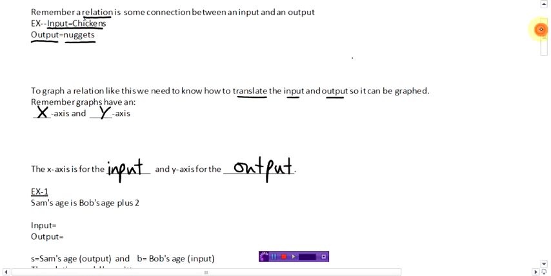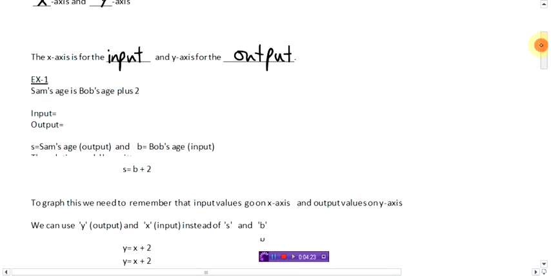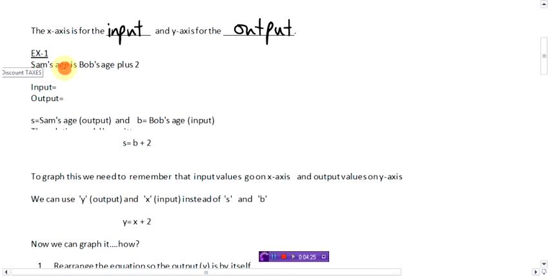Okay, let's take a look at an example here. Looking at here, Sam's age is Bob's age plus 2. Now, what would the relation be? How could we translate that into an equation? Sam's age. We don't know what Sam's age is, so let's just call it S. And Bob's age, we don't know, so just call it B. So Sam's age can be S, and Bob's age can be B.